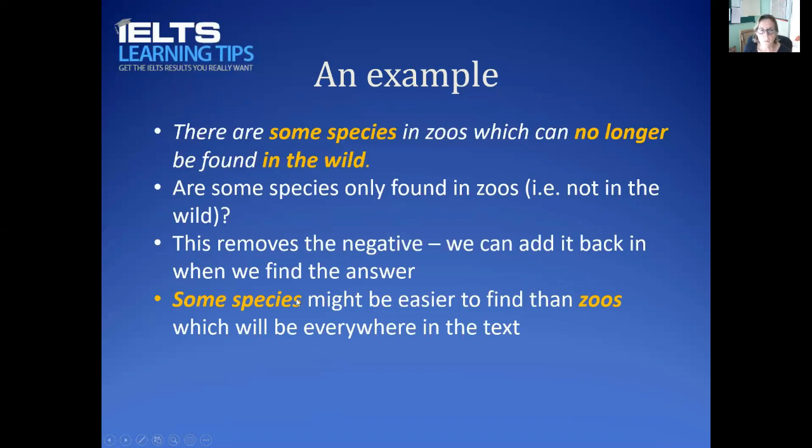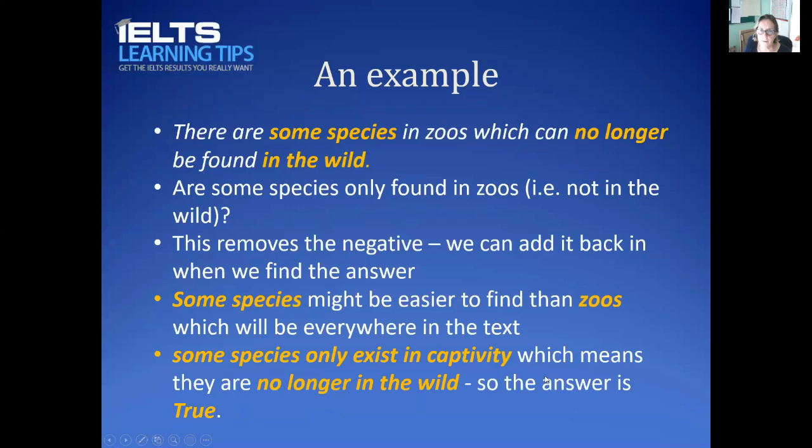So "some species" I'm going to use for my location because zoos is going to be everywhere. And I actually found this sentence: some species only exist in captivity. Captivity is the same as zoos. "Only" is the opposite of "no longer". So it means that they are no longer in the wild. So in fact, in this case, the answer was true. So notice I found the information with a positive question, but then I was able to put the negative, so they're no longer in the wild because they only exist in captivity. So by doing that small bit of mental gymnastics, it's possible to find the answer.